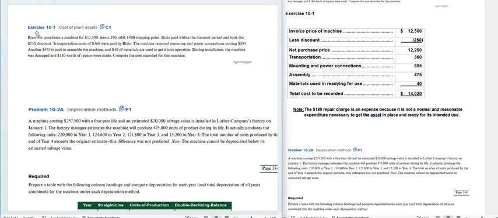If it's a cost incurred to start using the asset or after we've already acquired it, the use of it, that is not recorded as part of the asset. That is just recorded as an expense of the period.